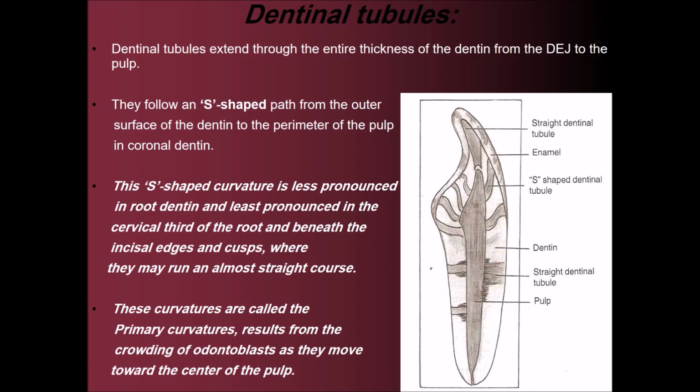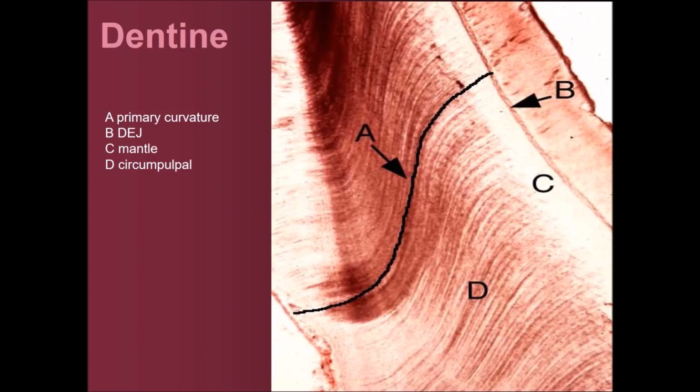The course of the dentinal tubules is sigmoid, S-shaped. It is sigmoid, as you can see here. From the dentin enamel junction to the pulp, it has an S-shape. It is least pronounced in the incisal edge areas and the root, or mainly the cervical part, where it is more horizontal. At first, we will see the primary curvature.